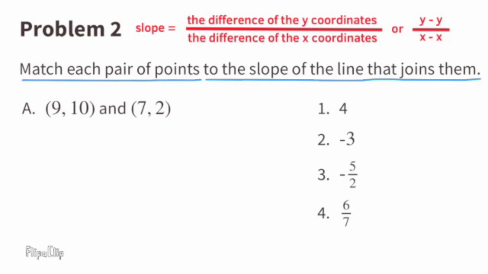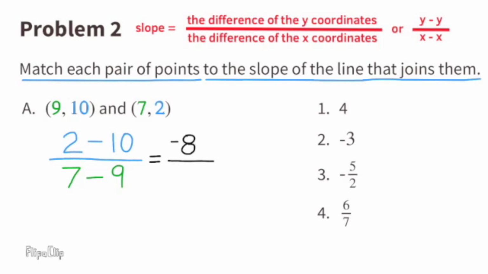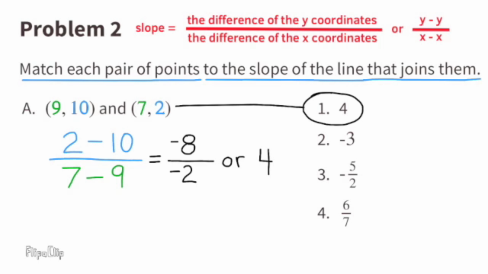Here we go. A. 2 minus 10 over 7 minus 9. So on top we have the difference of the y values, which is 2 minus 10, or negative 8. And on the bottom we have the difference of the x values, which is 7 minus 9, or negative 2. Since negative 8 divided by negative 2 is 4, the slope of this line is 4.